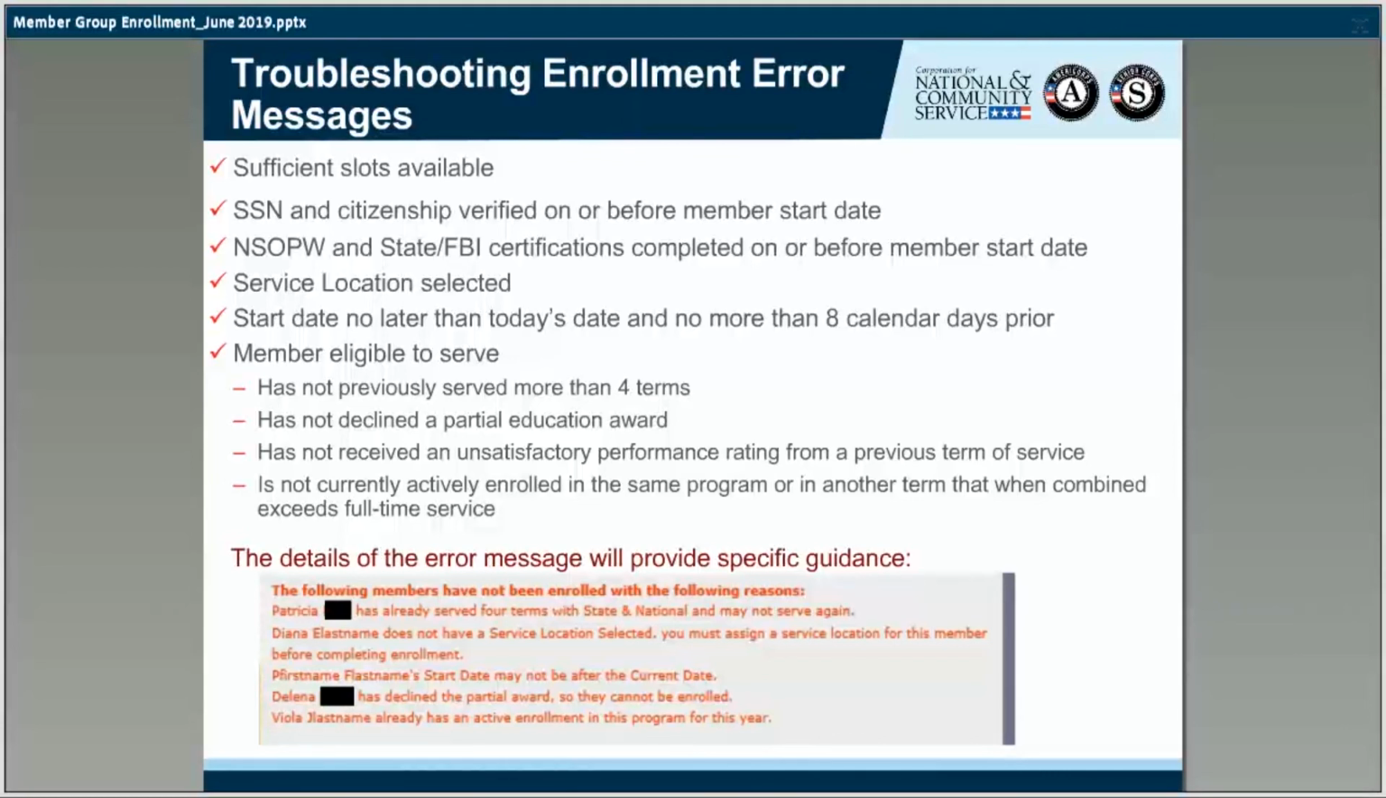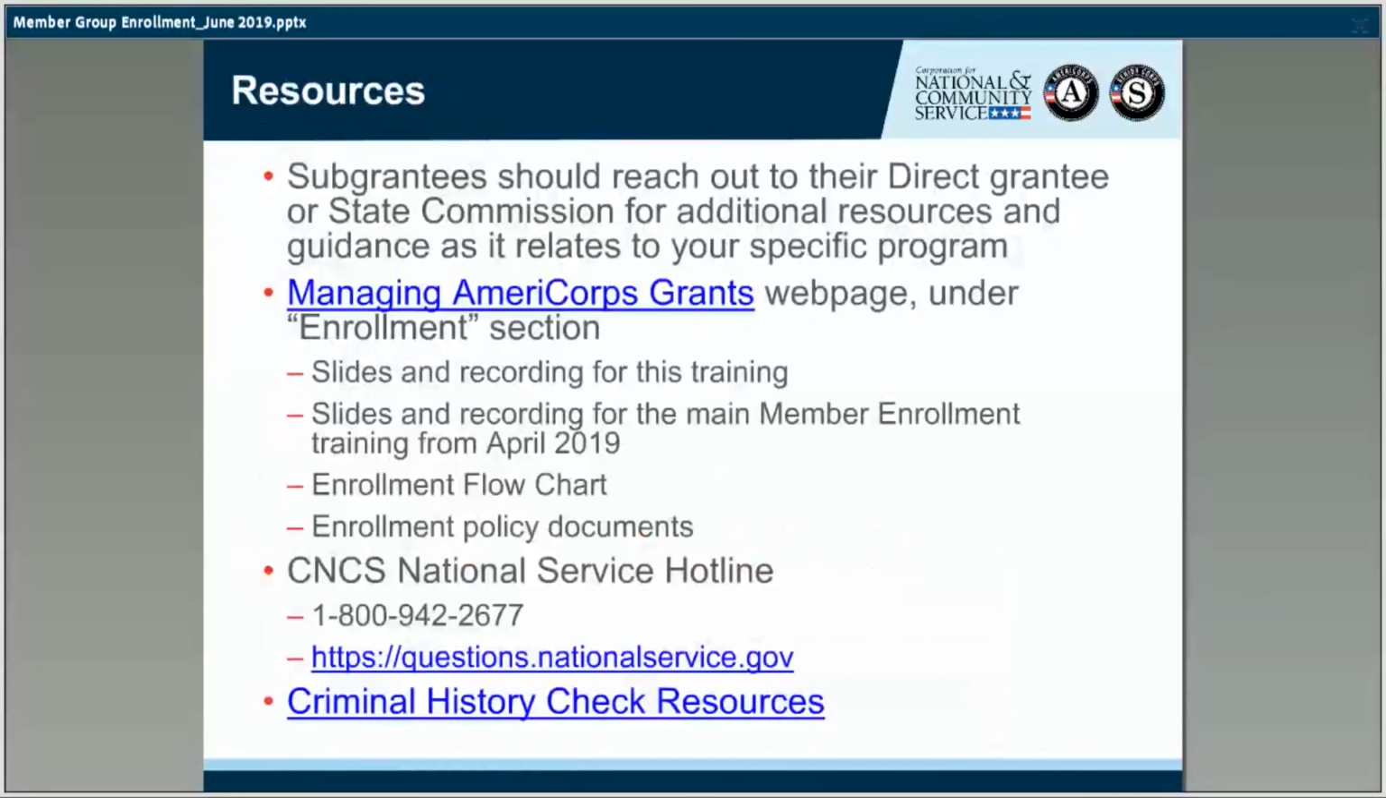Whatever the reason, the error message will be your guide here. The error message will provide you with details about what went wrong and for whom, and if possible, what the program can do to correct it. Please keep in mind that the member enrollment will not be complete until the error is corrected and program staff successfully take the enroll action again.